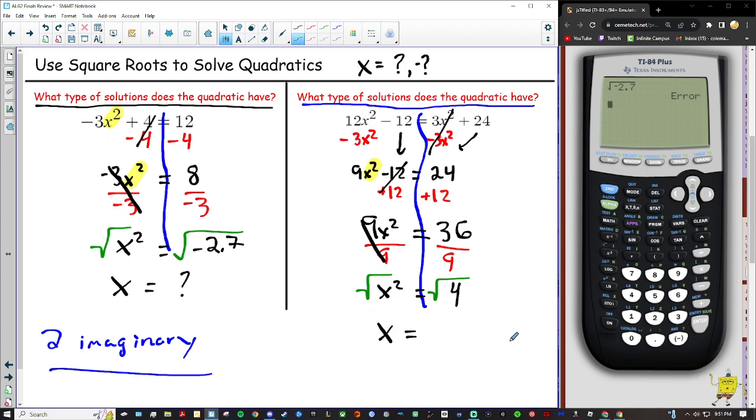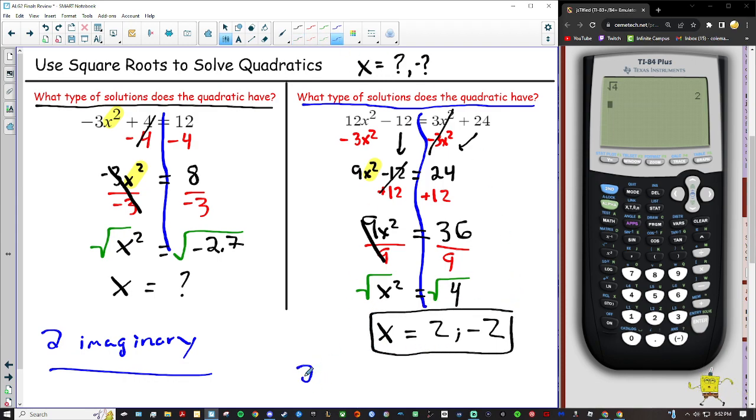And here's where it's tricky. Do not forget, when you take the square root of a number, you get 2 answers. The square root of 4 is not just 2, but also negative 2. These are my solutions, and this means we have 2 real solutions.